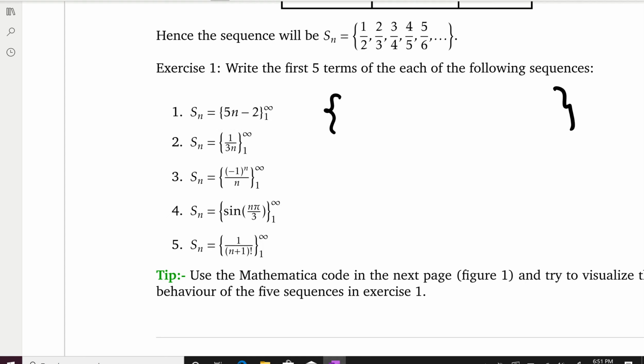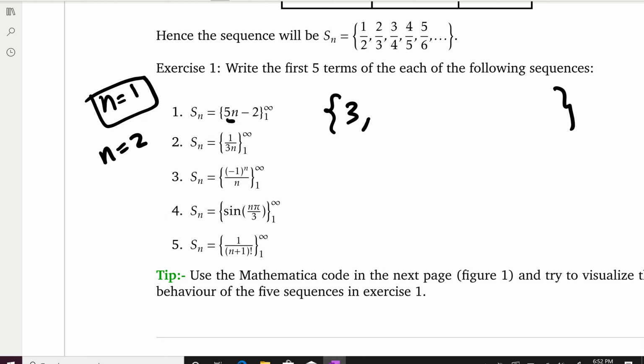What is the first term of the sequence? If you want to find the first term, substitute n to be 1, because 1 means the first position. So when n is equal to 1, 5 minus 2 is 3. So 3 is the first term. Now if you want to know the second term of the sequence, substitute 2 for n.